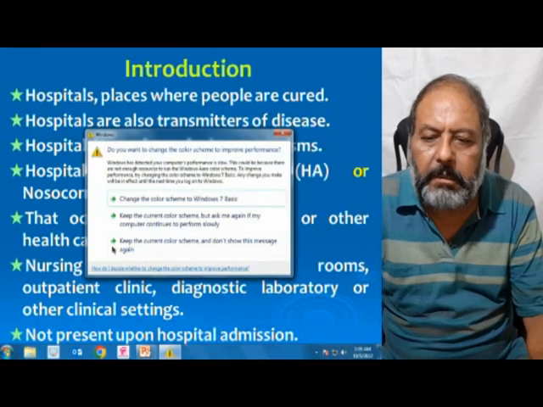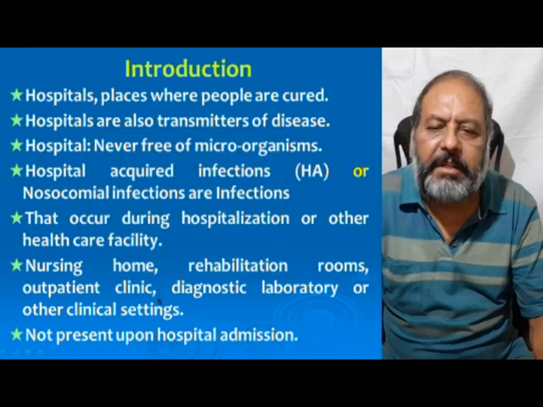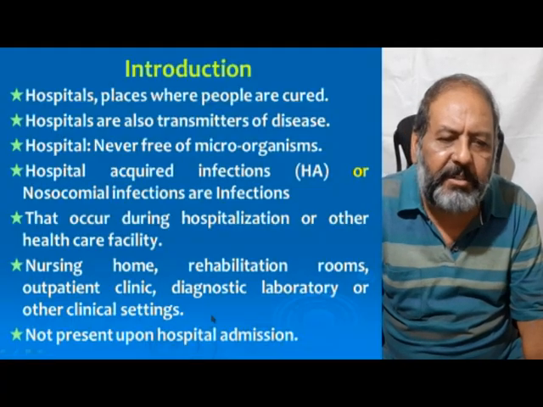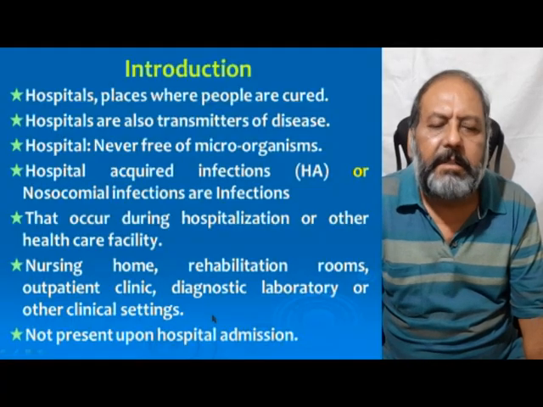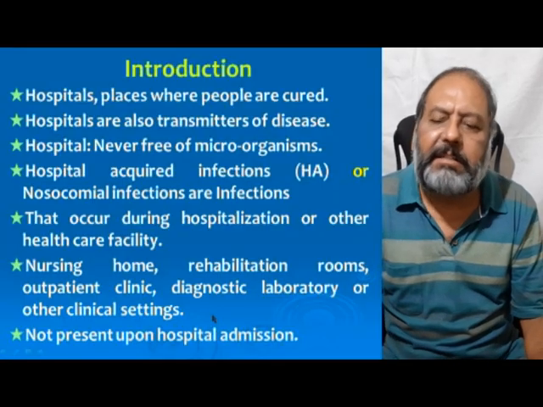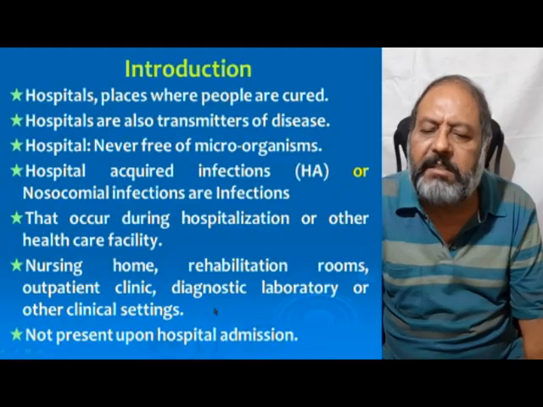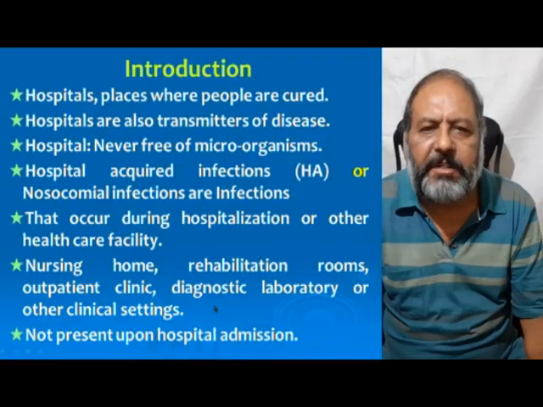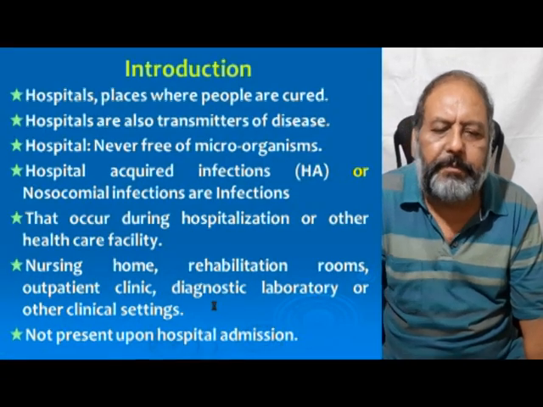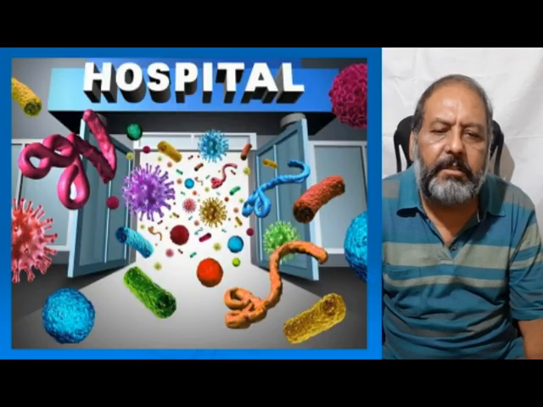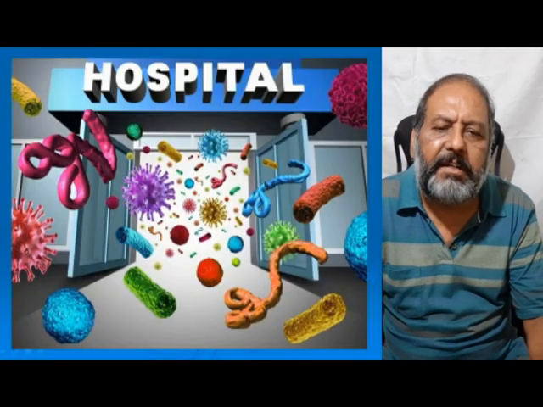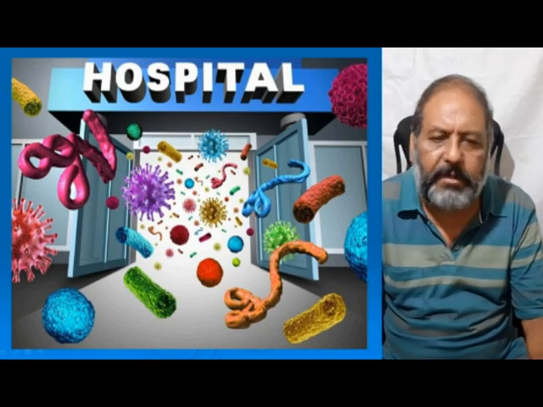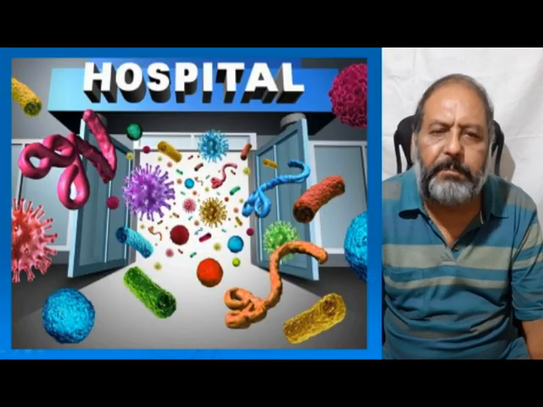or in another healthcare facility in which the patient is admitted, like a nursing home, rehabilitation rooms, outpatient clinic, diagnostic laboratory, or other clinical settings. The infections are not present upon hospital admission and do occur when the patient is in the hospital. So, as one can see, hospitals are full of different kinds of bacteria and fungi which are present in the atmosphere and the different parts of the hospital.